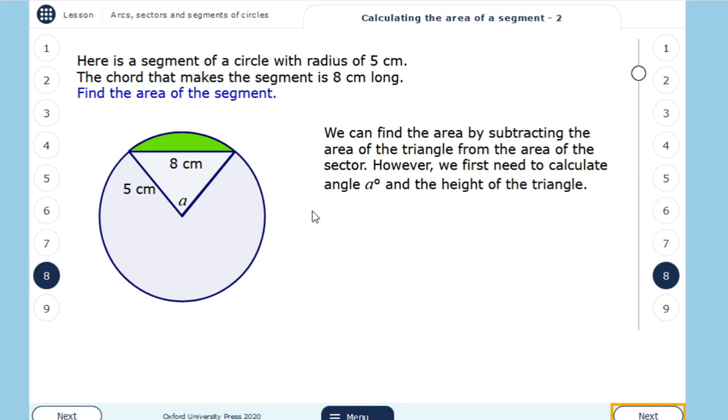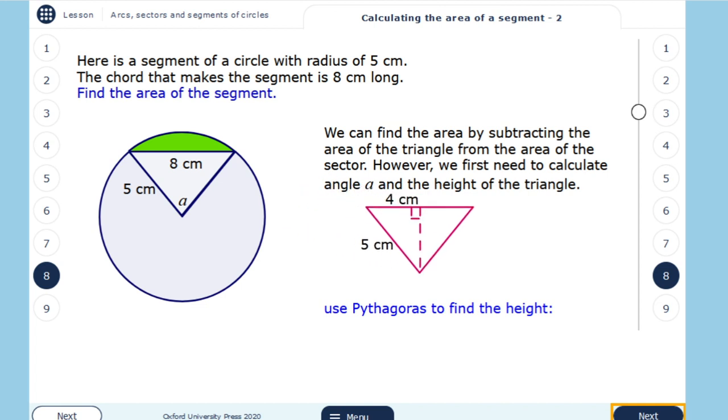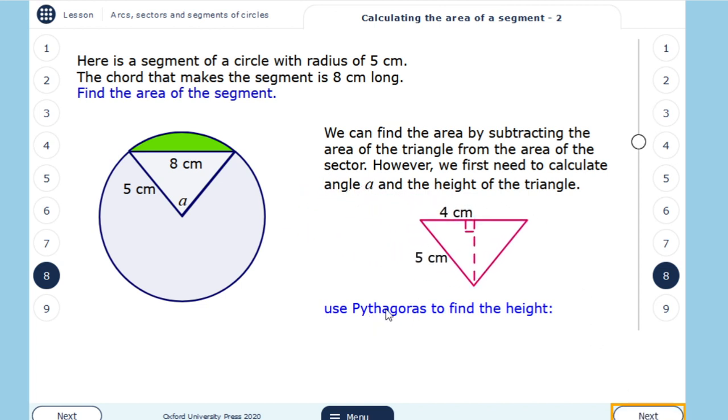Basically, there is another way, but let's see also this way. Use Pythagoras to find the height. I know that this is 8, so the height is going to be exactly in the middle. Why? Because this is an isosceles triangle, so the height divides the base into 2 equal parts. So if this is 5, the radius, this side will be 4 centimeters. So the height is going to be 5 squared minus 4 squared using Pythagoras. So the height is 3.